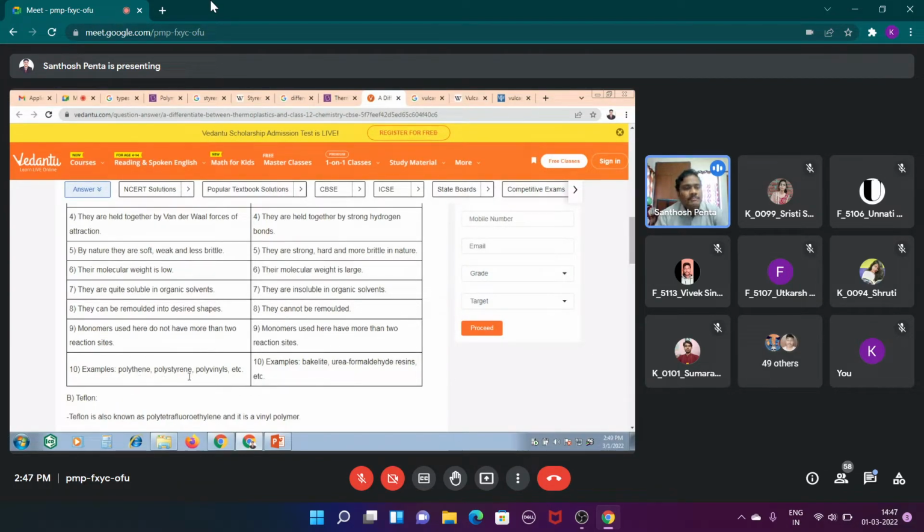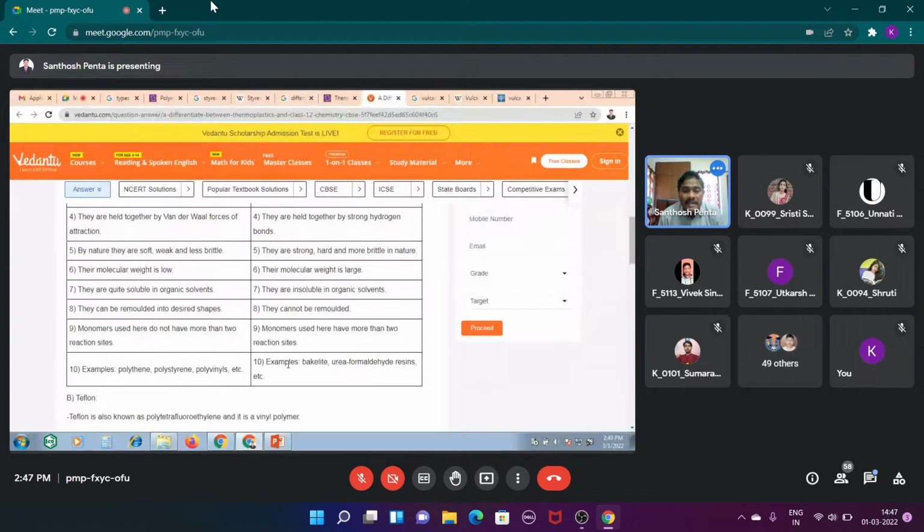Okay, polythene, polystyrene, polyvinyls. That means polythene, what is the monomer unit? Ethylene. Polystyrene, what is the monomer unit? Styrene. Styrene means benzene CH double bond CH2. Then polyvinyl. Polyvinyl means vinyl chloride. That means CH2=CHCl. Okay, that is the vinyl chloride.